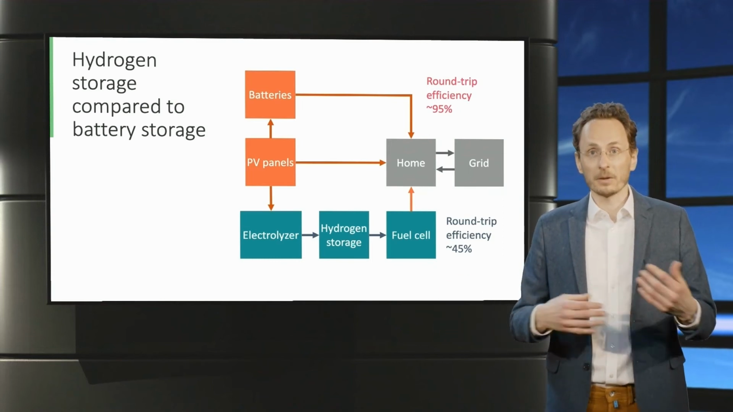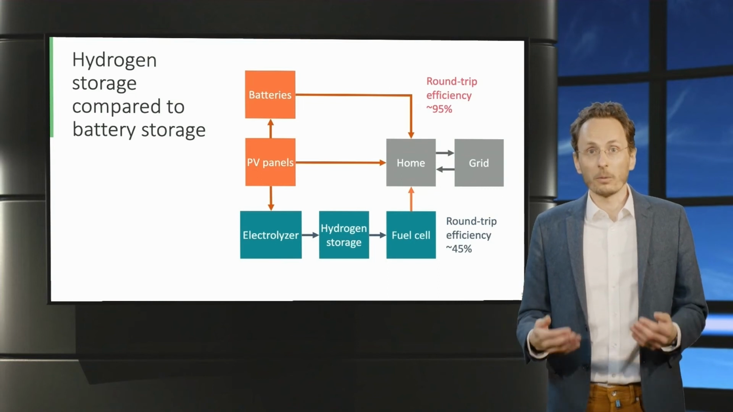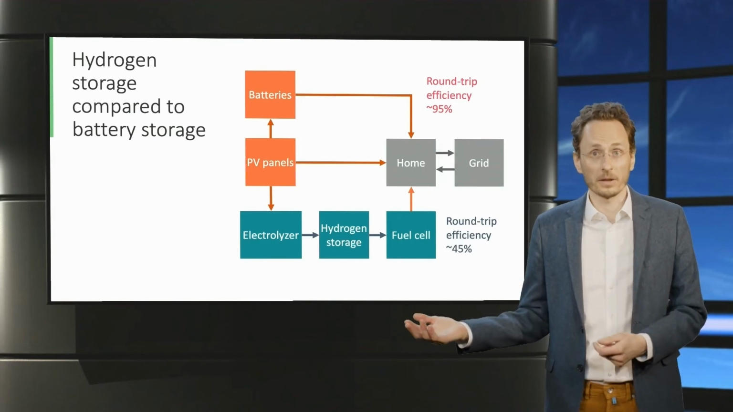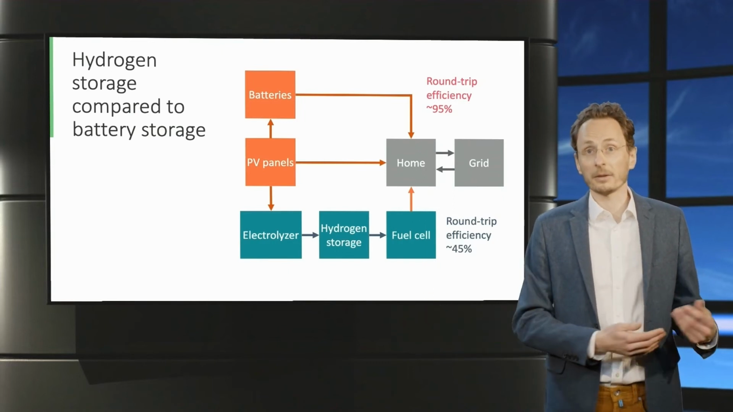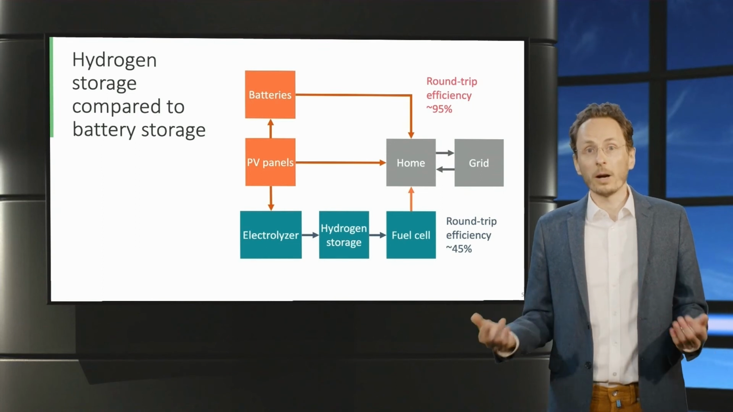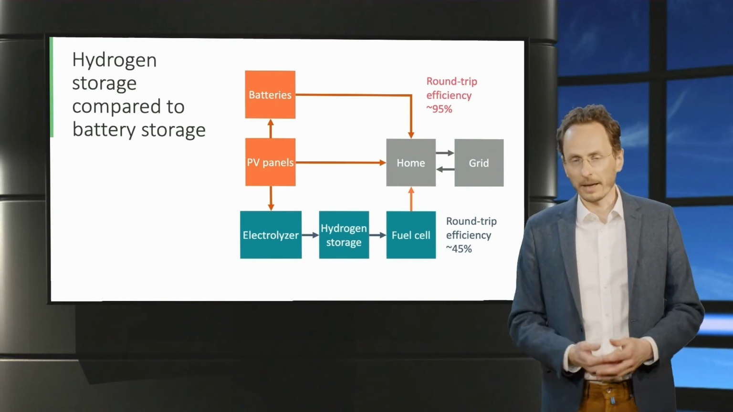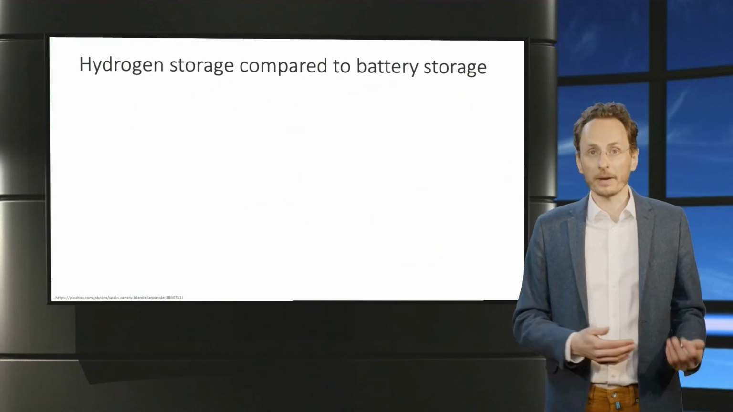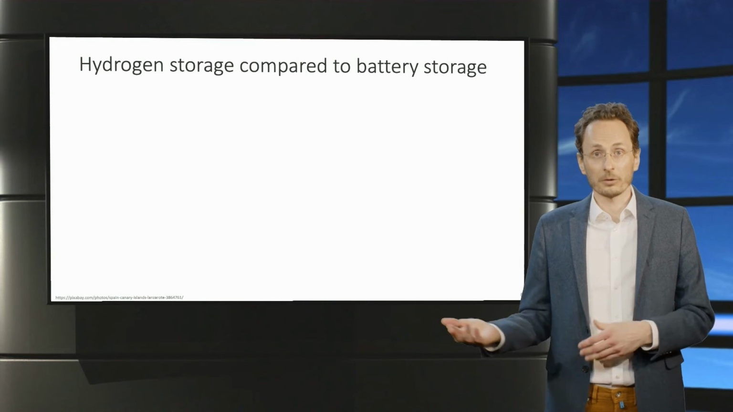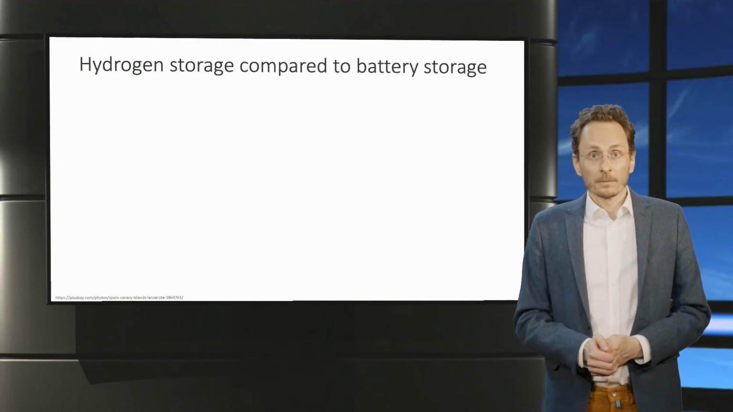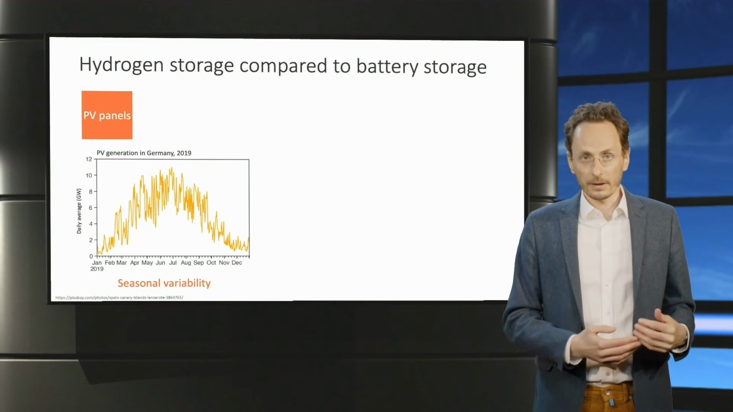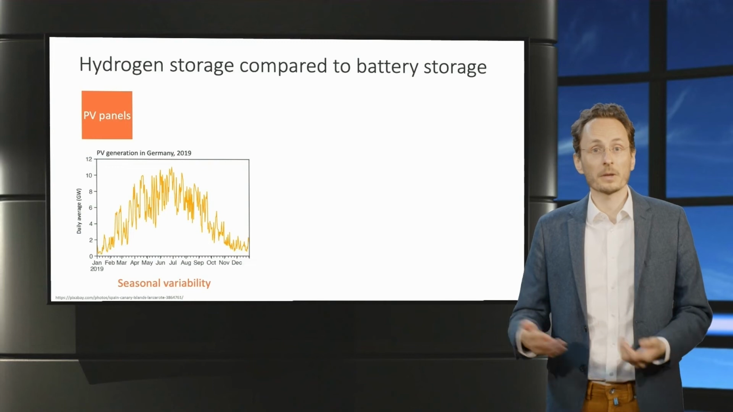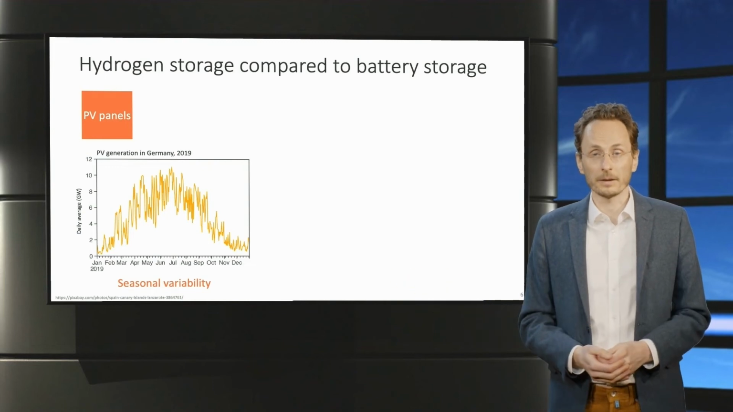Now, given the various steps involved, it's not surprising that the round-trip efficiency is a lot lower. Typically, only around 45% of the electricity put in at the start comes back out in the end. So you might wonder, why would this ever make sense compared to a battery? The reason is a combination of two facts to do with the generation and the hydrogen part of our system diagram. First, recall that both wind and solar power, but especially solar power, have a strong seasonal variation, seen here again for Germany in 2019.